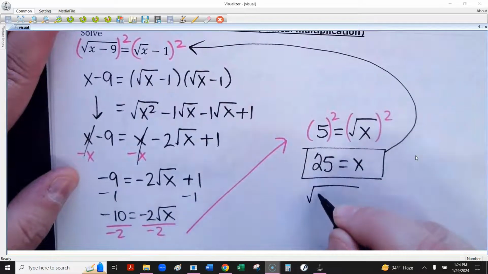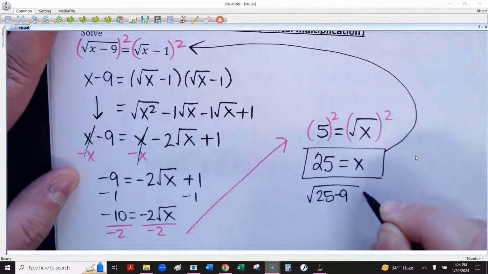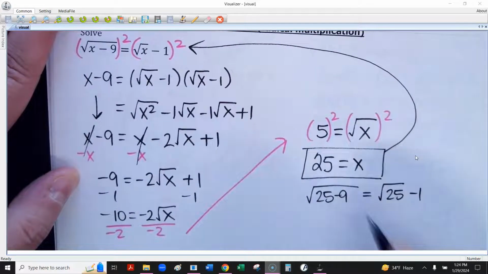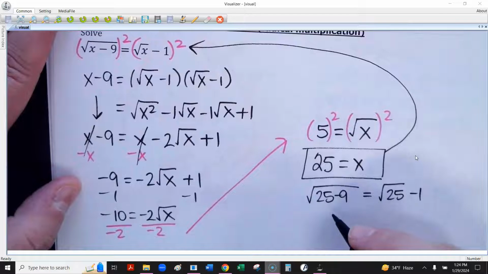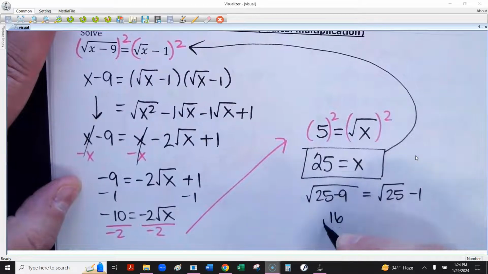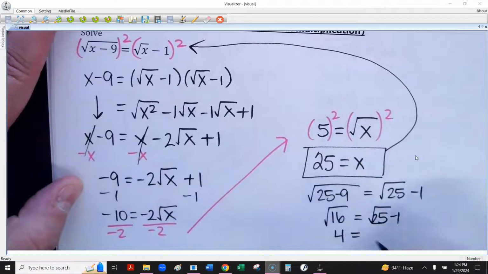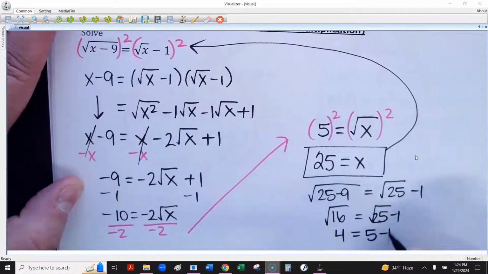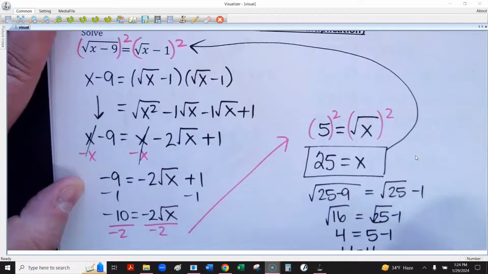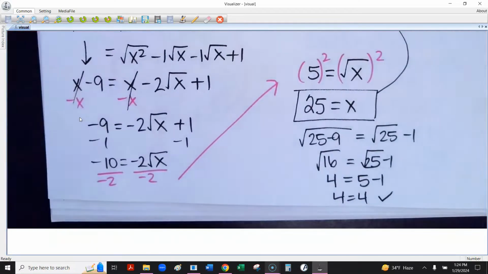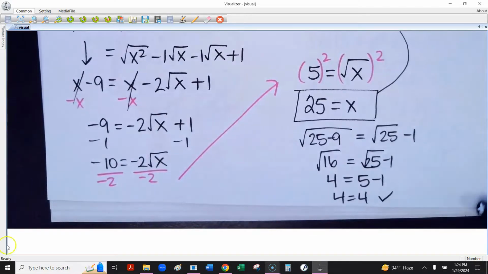So 25 minus 9 should be equal to square root of 25 minus 1. All right, 25 subtract 9 is going to give you 16. This is square root of, oh my gosh, 25 minus 1. So this is 4. Square root of 25 is 5 minus 1. 4 equals 4. We're off the screen, forgive, but we don't have an extraneous solution or anything there. So 25 would be the answer to that question. Just got to make sure you're not taking the square root of a negative.